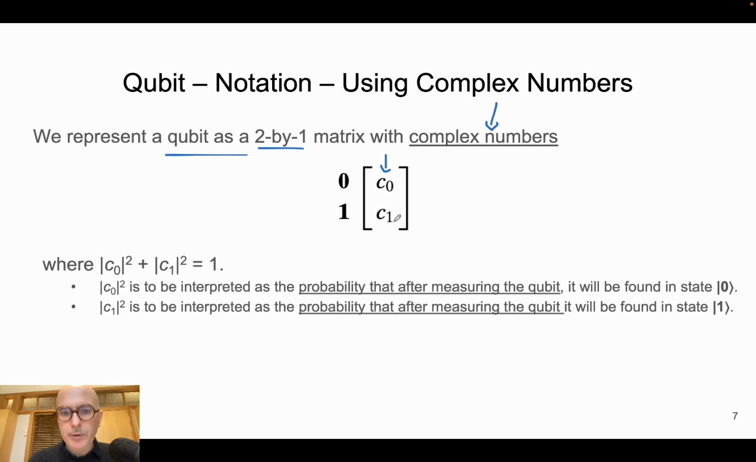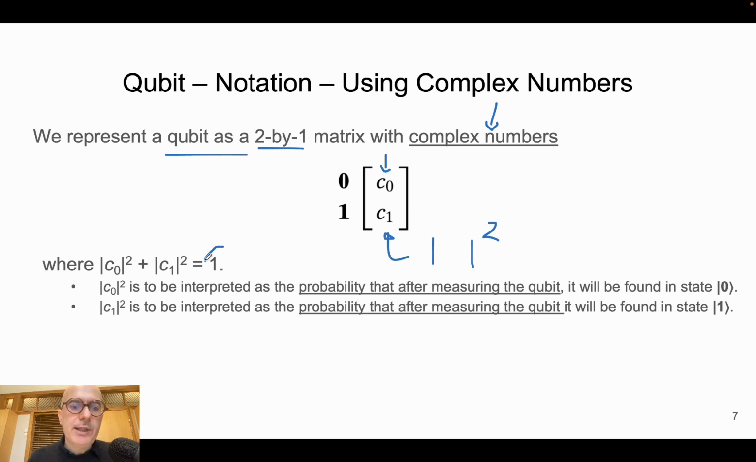As we saw in the previous lecture, whenever we have a quantum system, we can use a complex number column vector. This is typically normalized: we take the norm of this vector and then the square. So the numbers C0 and C1 are normalized. That means that the modulus of C0 squared plus the modulus of C1 squared is equal to 1.